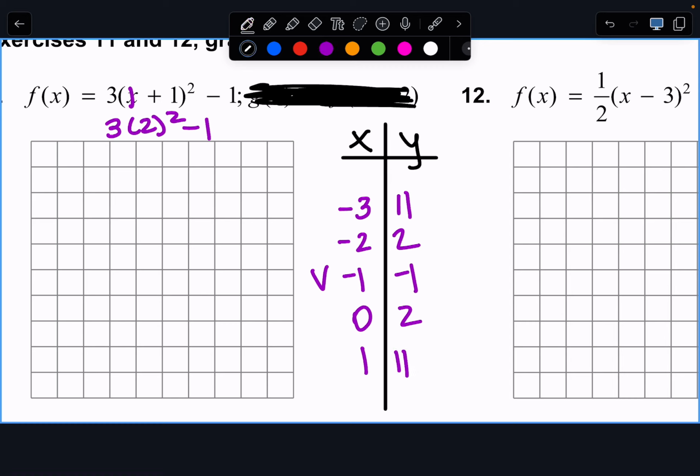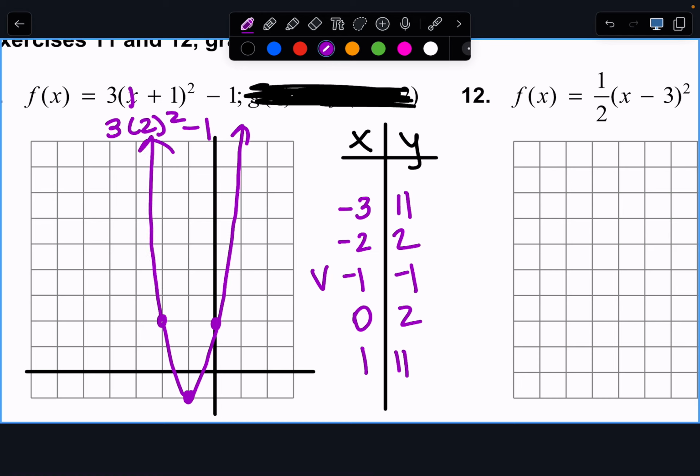I feel like this is a very similar graph to the one we just did, don't you? How did we know it was going to be so skinny? Why is it 2? Because you minus the 1. We have this minus 1 right here.